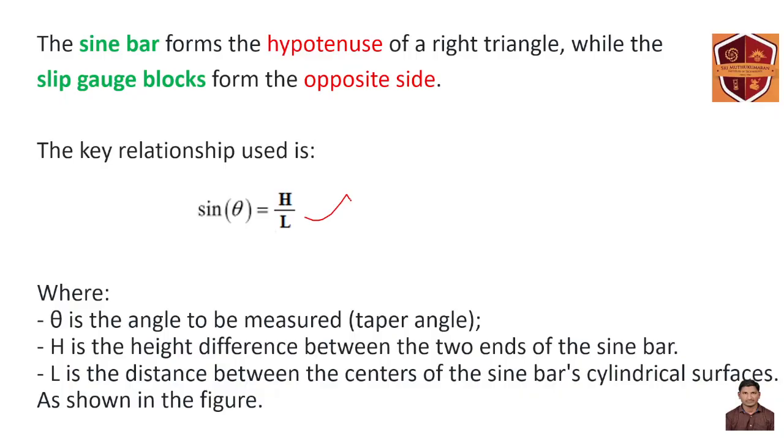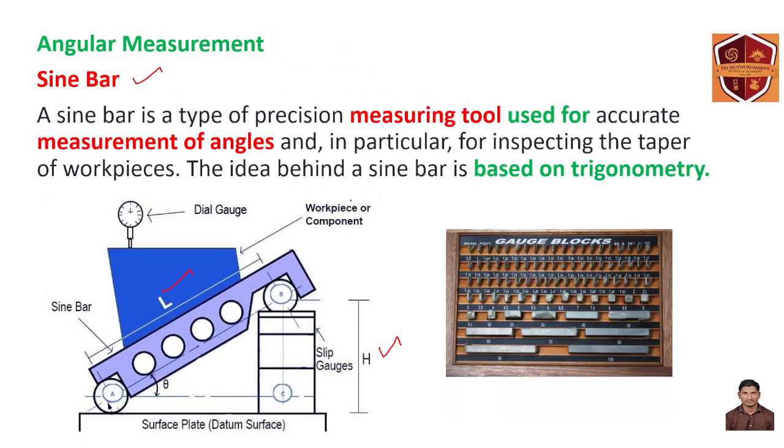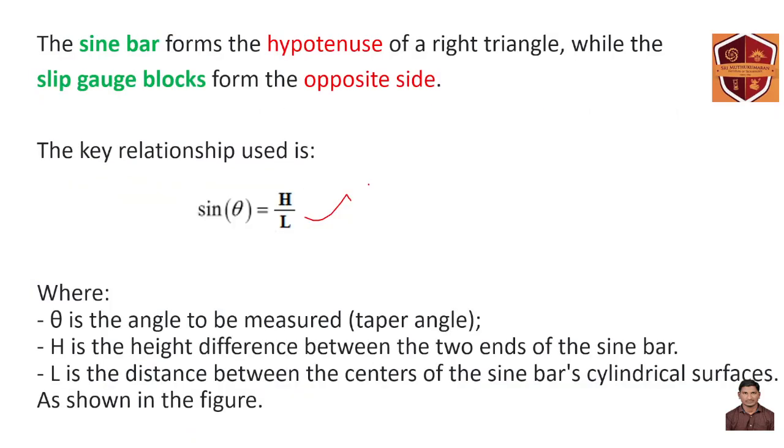So L means length, H means slip gauge height, and theta means this is the angle. Then you can easily find out the angle of these components. Theta is the angle to be measured, H is the height difference between the two ends of the sine bar, and L is the distance between the centers of the sine bar cylindrical surfaces, as shown in the figure.